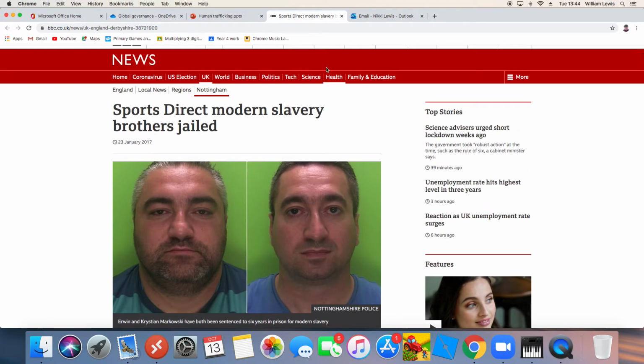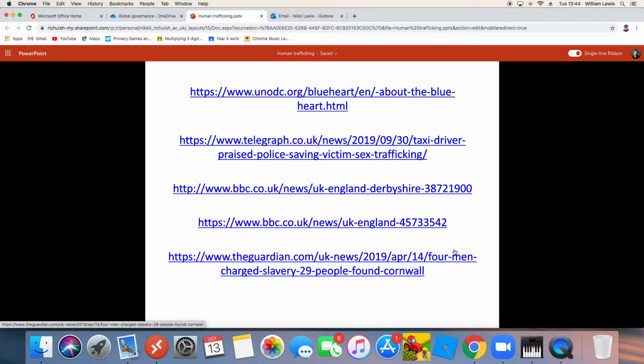So we are using the Modern Slavery Act 2015, and I've just included three news stories there of the Modern Slavery Act in action, including one where the victims were rescued in Columpton in Devon, ladies and gents. So it does happen in the southwest as well.